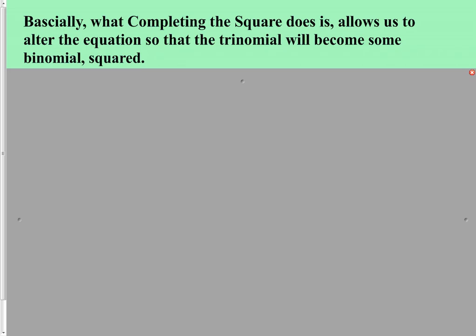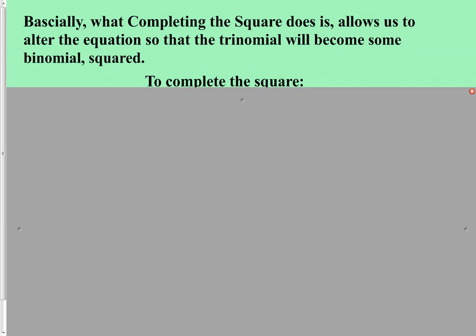What the completing the square method does is it allows us to alter the equation so that the trinomial we are looking at will become a factorable trinomial, in the sense that we can make it a binomial squared. Now that probably sounds very confusing at first glance, but you'll see this very clearly when we get to the method. And here is the method.